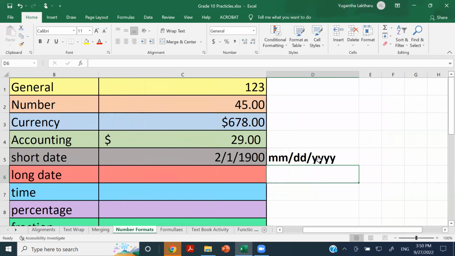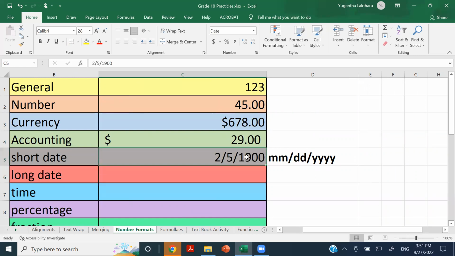If I provide 36, it's going to show me the 36th day. If I consider February and January together, 31 plus 29, since this is going to be a leap year, 29 plus 31 gives you 60. If I put 61, it's going to show me the 1st of March. Let's see. Yeah, 1st of March 1900. That is how the date is working.